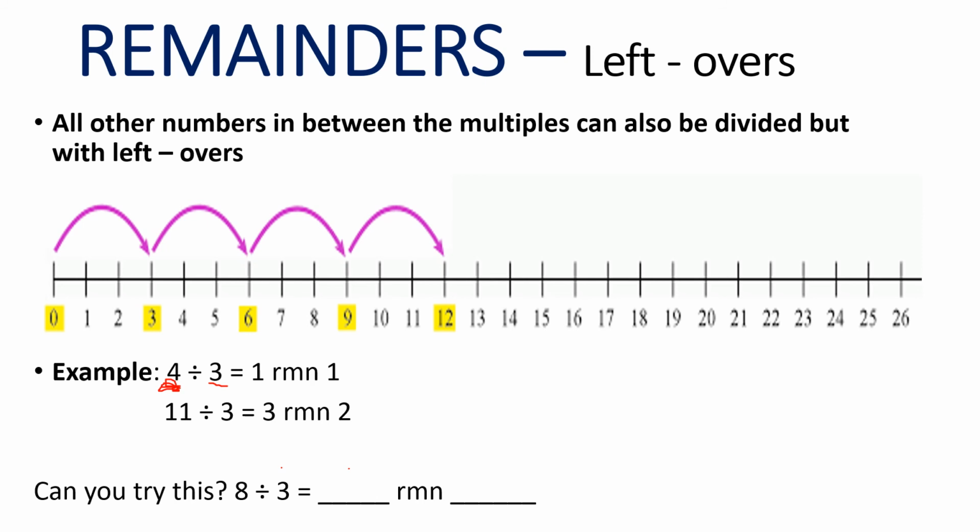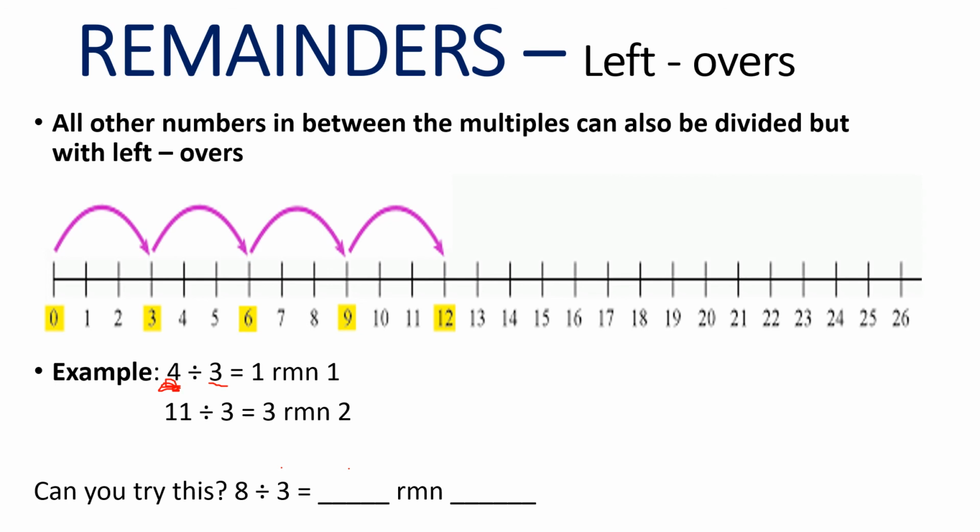But if I use 3 times 2, that will give me 6. 6 is already more than 4. So I cannot use 3 times 2. So I can only use 3 multiplied by 1, which means my answer must be 1. And if I multiply 3 by 1, I have 3. So my remainder, my leftover will be what? 4 minus 3. I'll have 1 left. If that's difficult for you, you can leave it and just make the counts just like we did the other time.